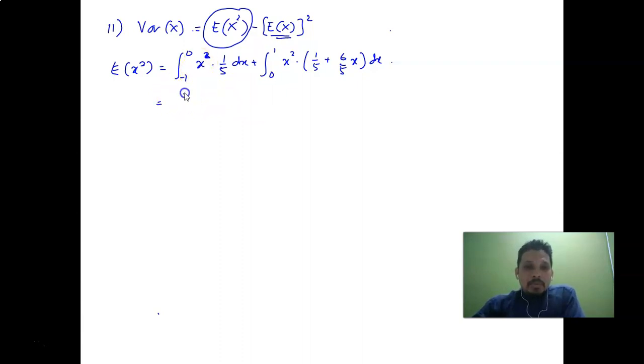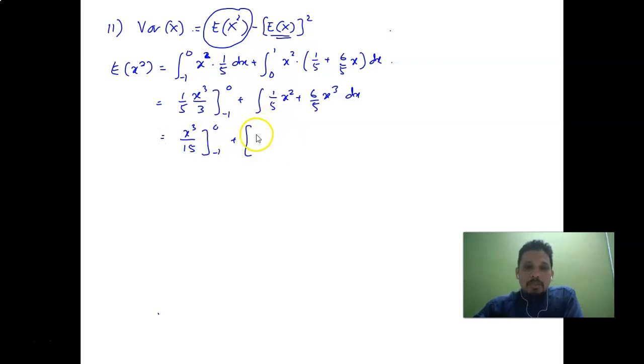Okay, now integrate this one by one. So 1 over 5 integral of x squared gives you x cubed divided by 3 from -1 until 0, plus with, okay, integral of 1 over 5 x squared plus 6 over 5 x squared multiplied with x equal to x cubed, dx. So x cubed divided by 15, from -1 to 0, plus with, okay, integral of 1 over 5 x squared gives you 1 over 5 x cubed divided by 3, plus 6 over 5 integral of x cubed, x to the power 4 divided by 4. Okay, 5 times 3 equal to 15 and 5 times 4 equal to 20.